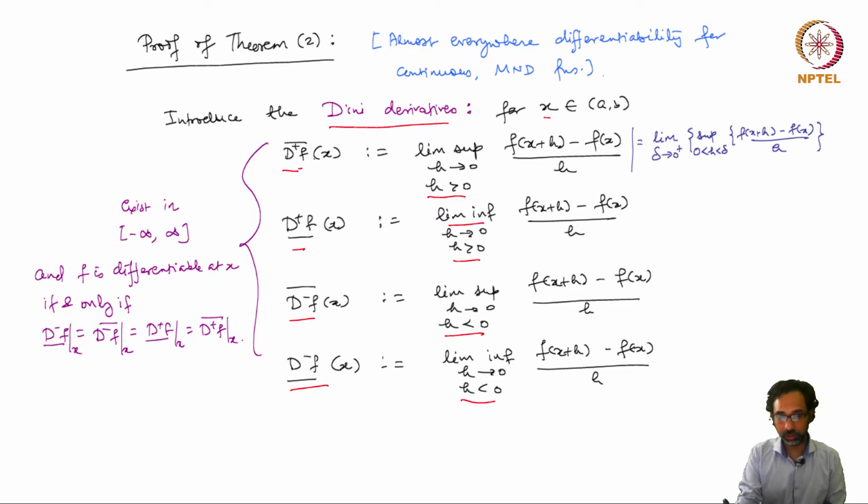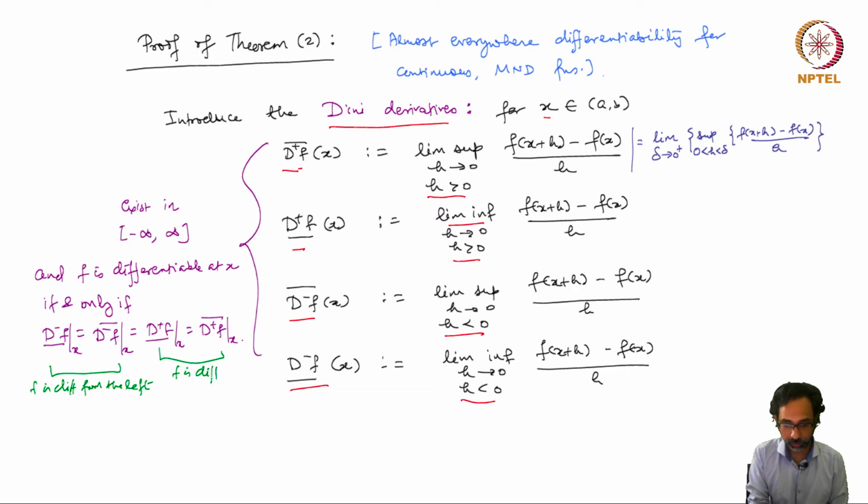If only the plus ones coincide, then f is differentiable from the right, and if only the minus ones coincide, then f is differentiable from the left. So if only these two coincide, then f is differentiable from the left, and if these two are equal, then f is differentiable from the right, and so on.